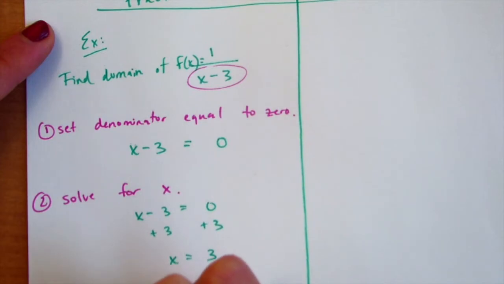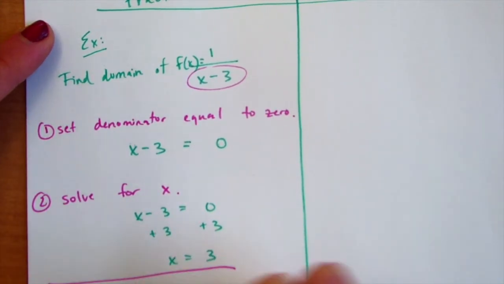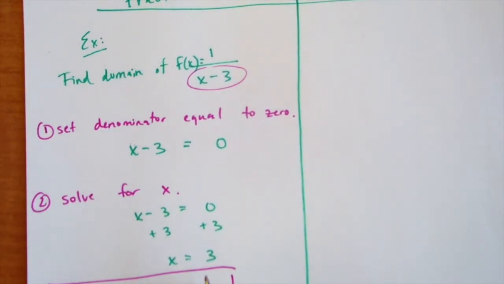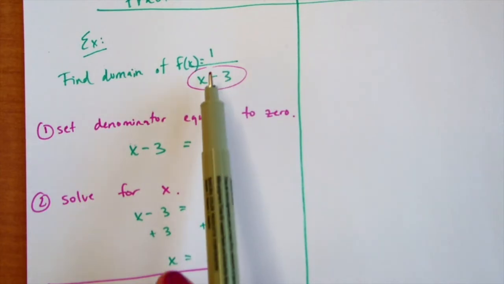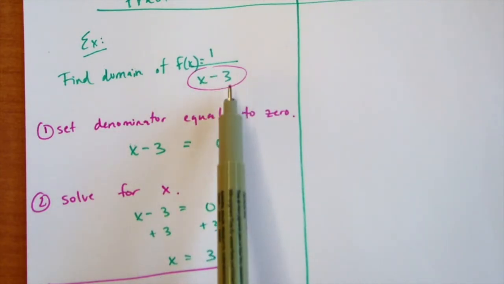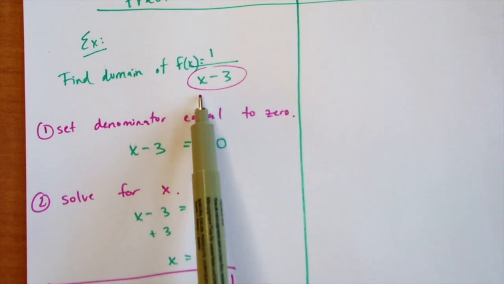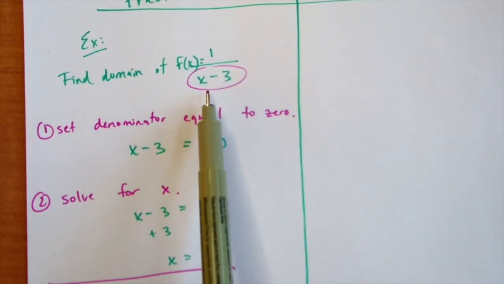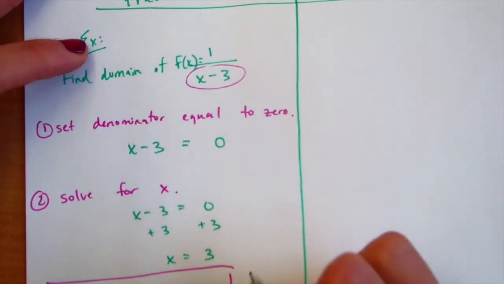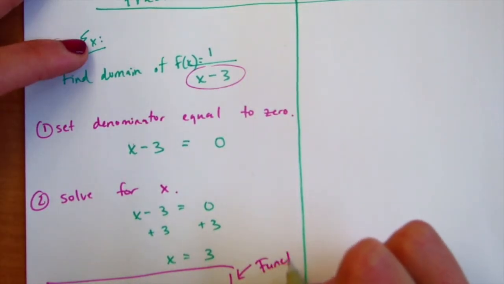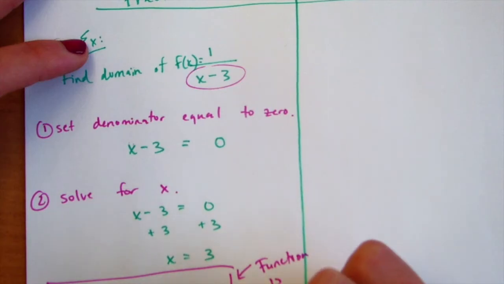Why does this make sense? If I were to take 3 and plug it into my function as an input, I would get 1 over 3 minus 3, which is 1 over 0. In math, you cannot divide by 0, so the function would be undefined at that point. So another way to think of this is the function is undefined when x equals 3, because the denominator would be equal to 0, which we can't have in math.